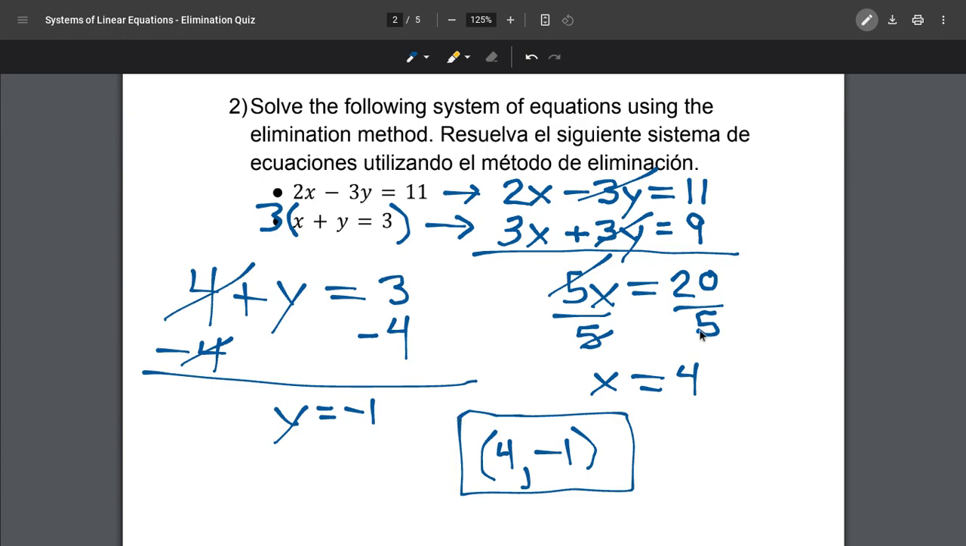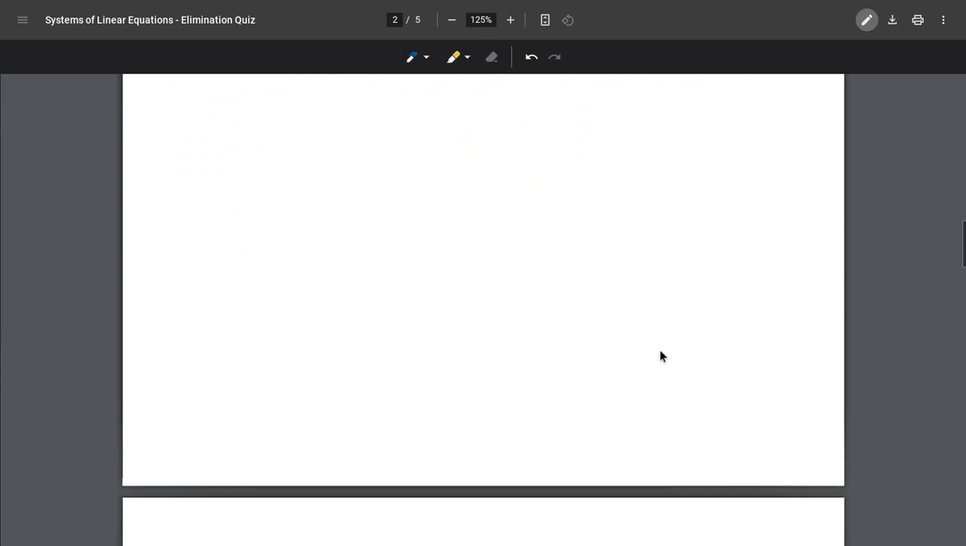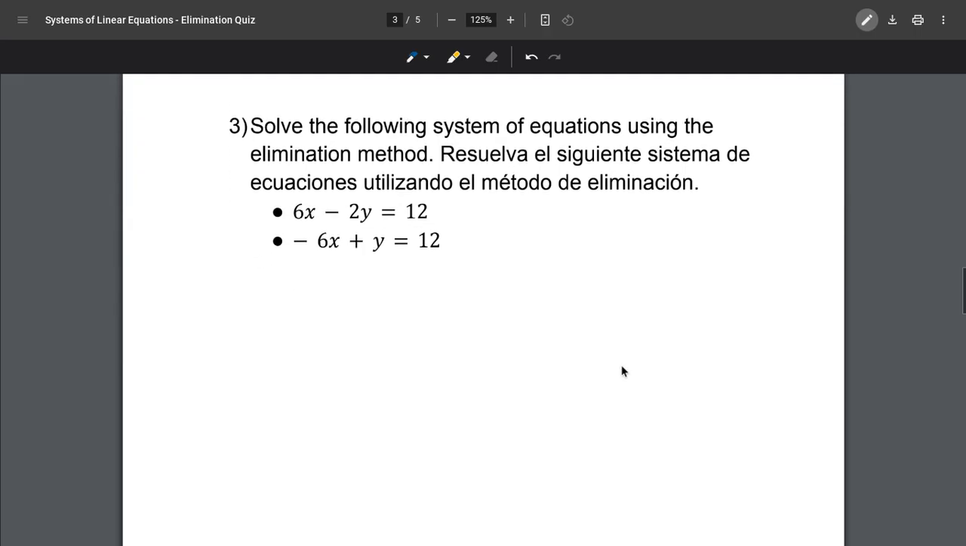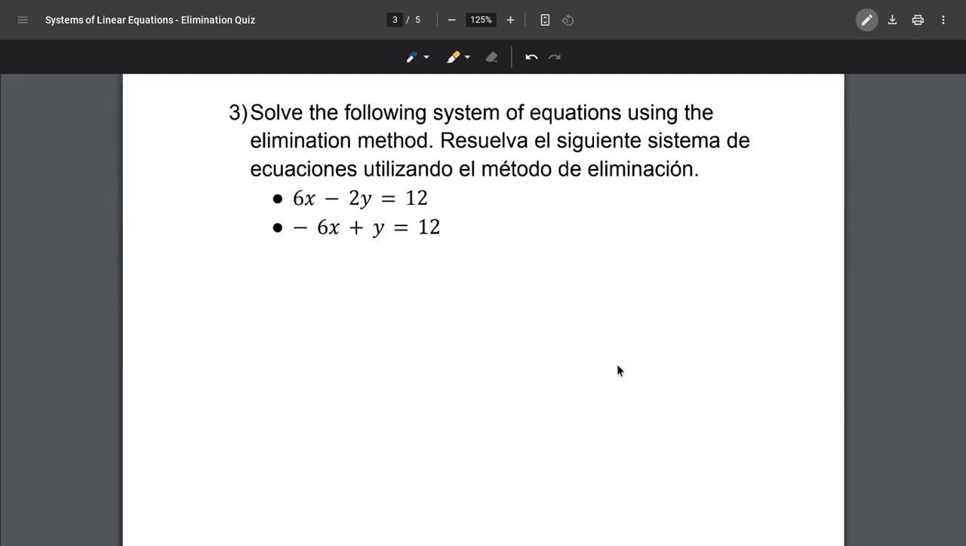Okay, let's keep going. Try the next one. All right, next one, solve the following system of equations using the elimination method. This time, if we add these two equations up, the x's are going to be eliminated. So 6x plus a negative 6x is going to be 0x, or 0. So those will cancel. And then we have negative 2y plus 1y, which is going to be a negative 1y, or negative y. That's going to equal 12 plus 12, so that's going to equal 24.